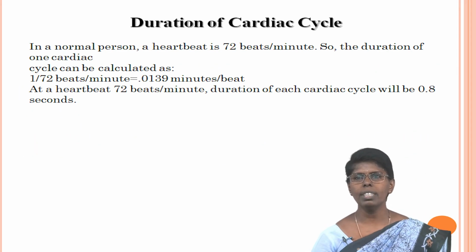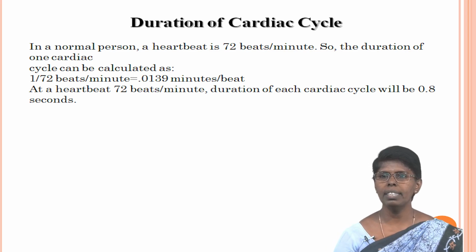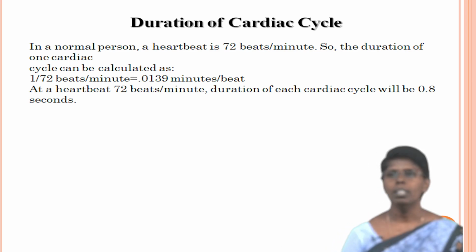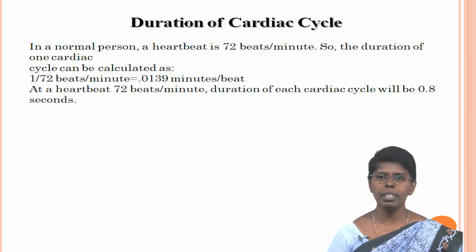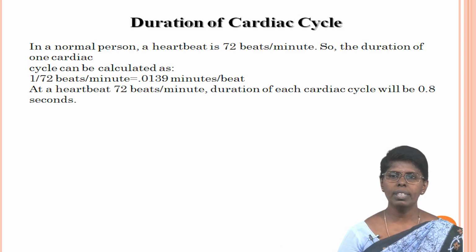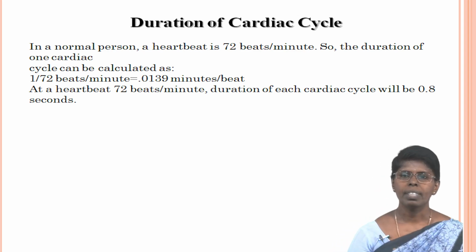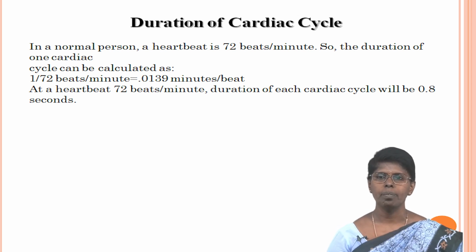Now we will see the duration of the cardiac cycle. In a normal person, the heartbeat is 72 beats per minute, so the duration of one cardiac cycle can be calculated as 1 divided by 72 beats per minute, that is 0.0139 minutes per beat. At this heart rate of 72 beats per minute, the duration of each cardiac cycle is 0.8 seconds.